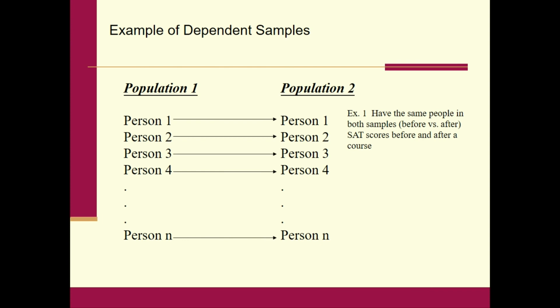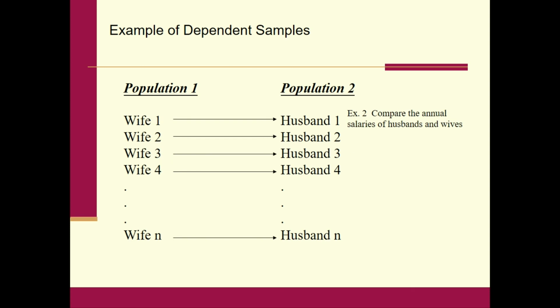It only makes sense. In the situation where we had husbands and wives, we have population number 1, the wives. So wife number 1's annual salary is going to be compared to one and only one person. Who? Her husband's. And wife number 2 is going to be compared to who? Her husband's. So this is a situation where we have different people, but we have this natural pairing going on. The one sample depends upon the other sample. Whoever's in the first sample, wife 1, wife 2, wife 3, wife 4, dictates who is going to be in the second sample. So the samples are dependent on one another.